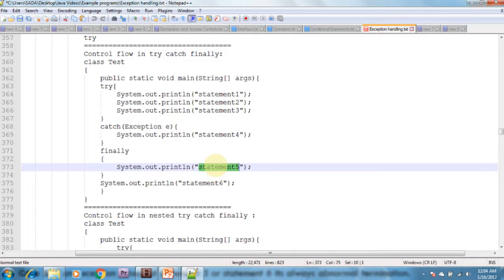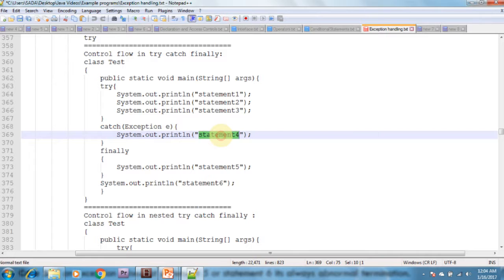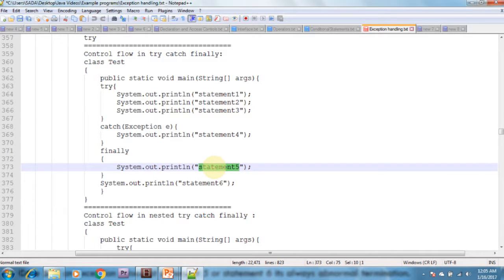Next, case number 4. If an exception is raised at statement 4, then it is always abnormal termination, but before that the finally block will be executed.